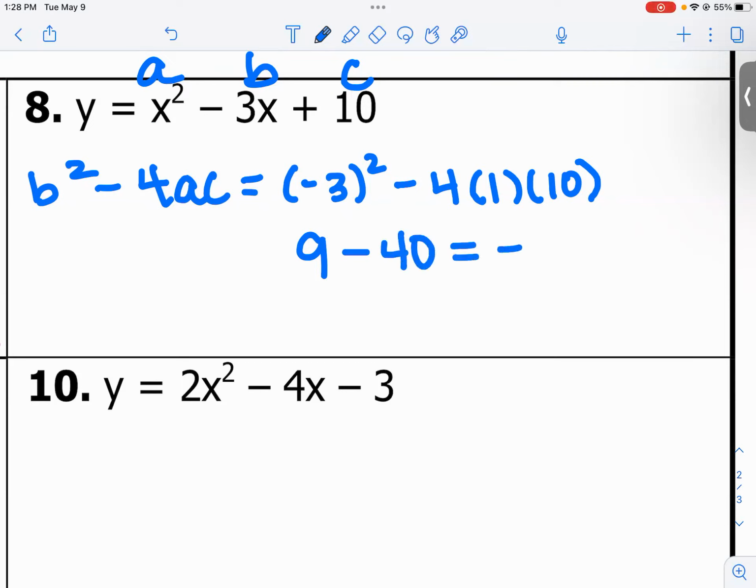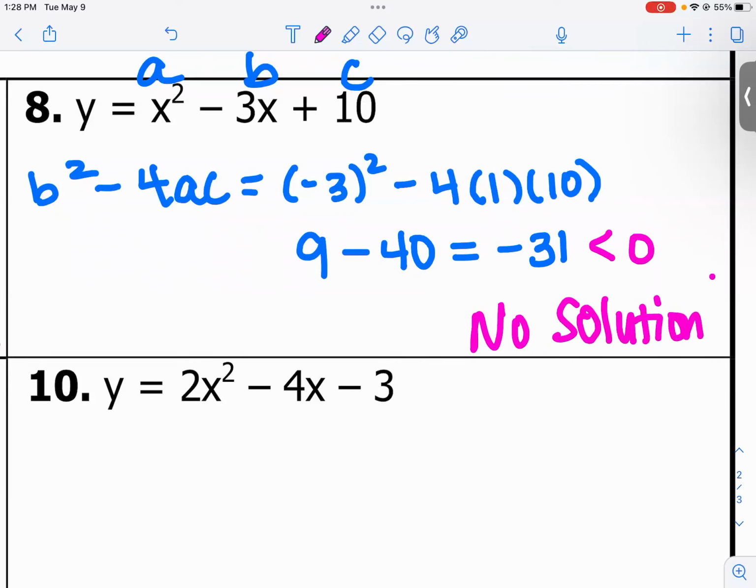Which is negative 31. That is less than 0. So there are no solutions. For the negative 4ac, is that just the negative meaning that we're subtracting, or are we multiplying that? It's minus, so it's subtracting. Yep.